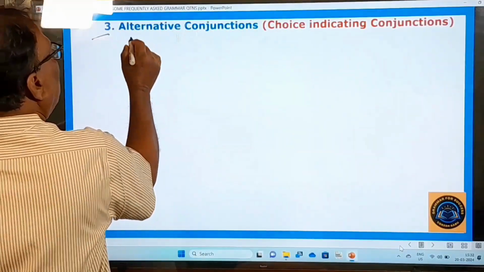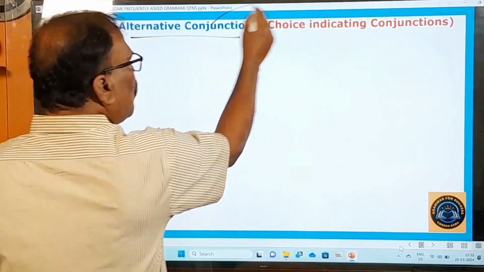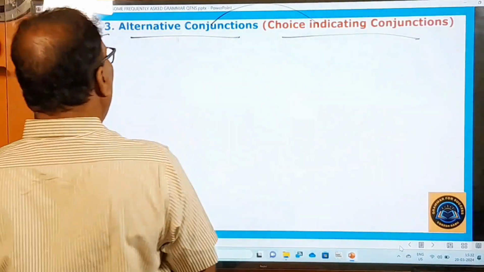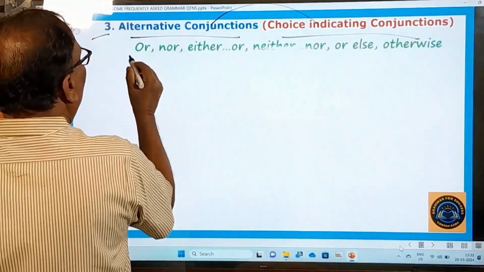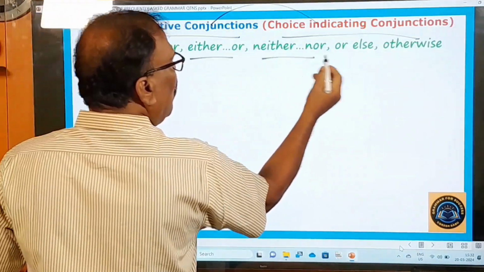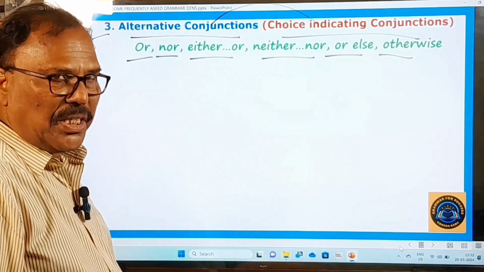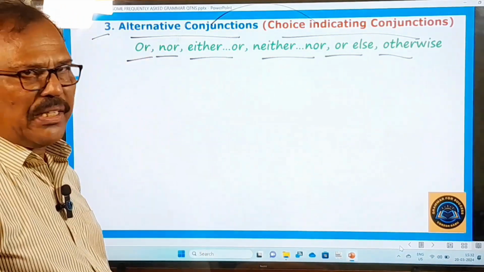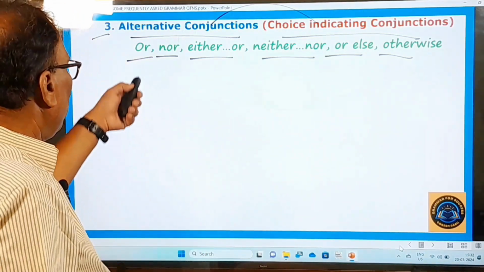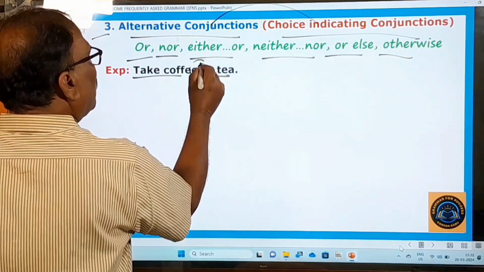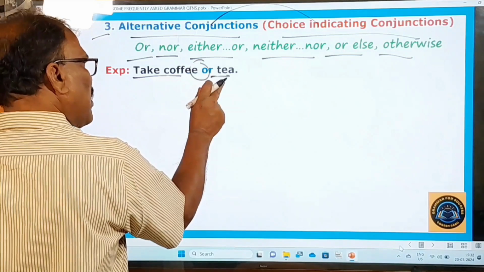Third one, alternative conjunctions. They are also called choice indicating conjunctions. Okay, choice indicating. What are they? Here, or, nor, either or, neither nor, or else, otherwise. These are called alternative conjunctions. Of course, basically they are all coordinating conjunctions, no doubt about that. But let us look at the examples. Take coffee or tea. So or is there. So this sentence is a compound sentence.